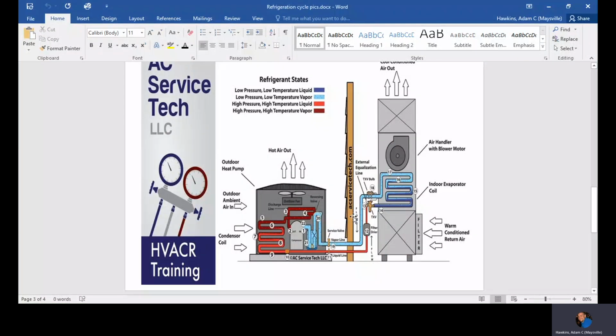All right. So last time we talked about heat traveling. We've been talking about how refrigerants work, boiling points, and all that kind of stuff. So today we're going to try to start tying that into actually how an AC system works.